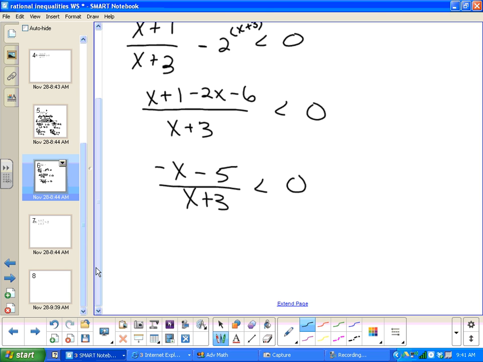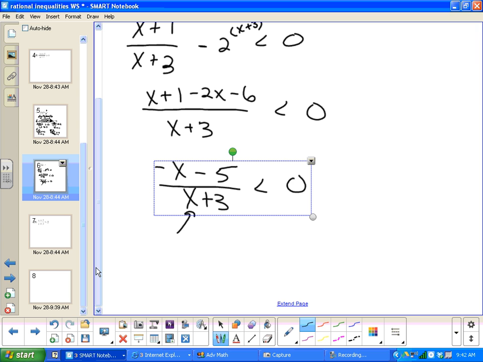Now, what might throw you off a little bit is you can tell what one of the critical points from the denominator is going to be: negative 3. But it's kind of hard to tell what makes the numerator 0 with all the negative signs. It's really easy to see negative 3 in the denominator makes it 0. So what if I can't mentally figure out what makes negative x minus 5 equal 0? Just set it equal to 0 and see, like in the margin of your paper.